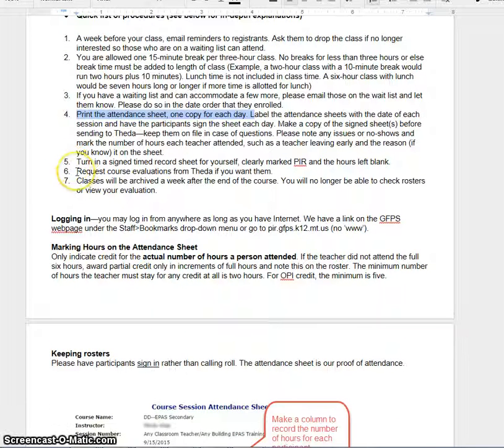Again, request course evaluations from Theta if you want them. Everybody is required to do their evaluations in order to get their credit. Once we have the majority or all of the people who attended complete those evaluations, they can be available to you. Theta has to do some work to clean up the data, but she can get that data out to you within probably a couple weeks after the session.